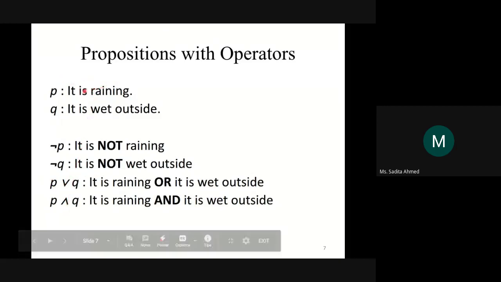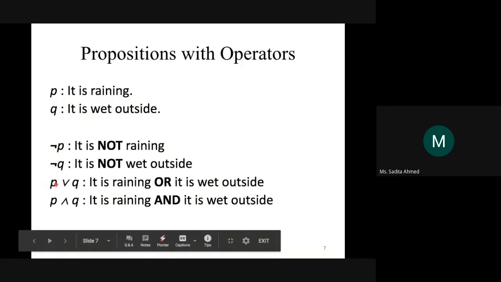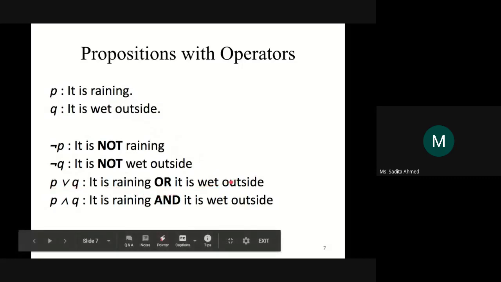We had the statement it is raining, and the other statement it is wet outside. P or Q stands for it is raining or it is wet outside, okay? So simply what did we do? It's just as simple as that. This variable P, what statement or what proposition does this variable stand for? The proposition is it is raining. Just put that here. And what proposition does Q stand for? It is wet outside. Just put that here. So P or Q, if I ask you to write it down, it would be it is raining or it is wet outside. P and Q, it is raining and it is wet outside.